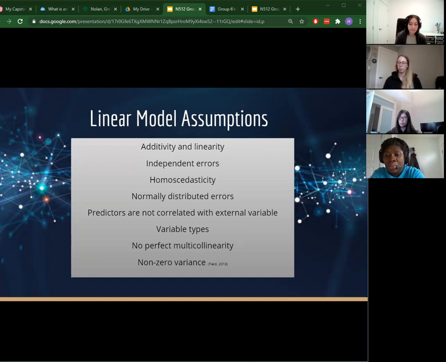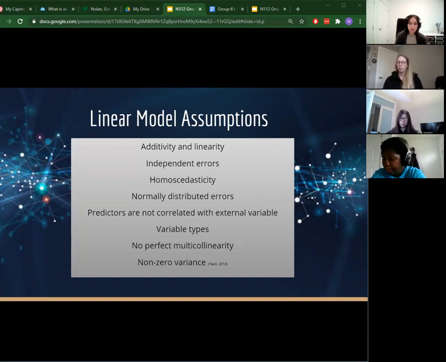We also have variable types. So for simple regression, our variables are continuous, interval, or ratio. No perfect multicollinearity, if there's multiple predictors. So this doesn't necessarily apply to linear regression, because remember you only have one predictor variable. The relationship between two or more of the predictors should not be perfectly linear. So a correlation between the predictors should not be too high. And non-zero variance. There should be some variance in the predictors. There shouldn't be a variance of 0.